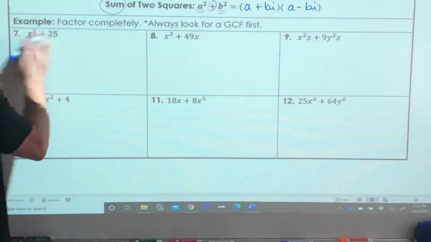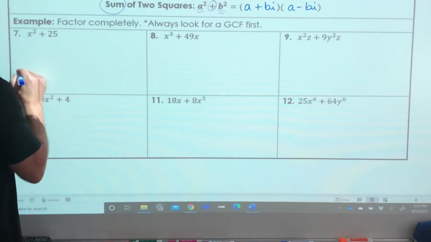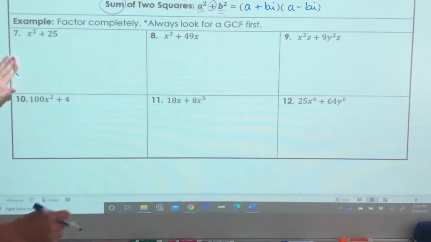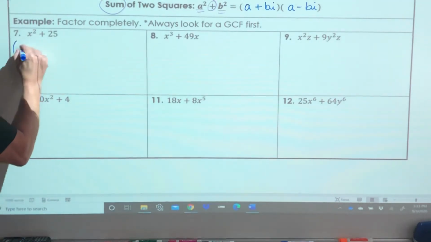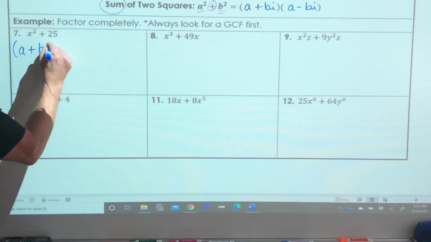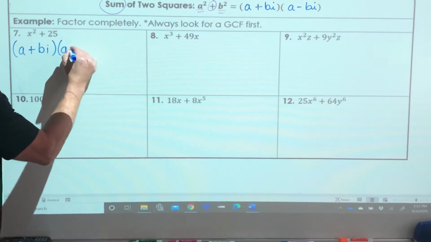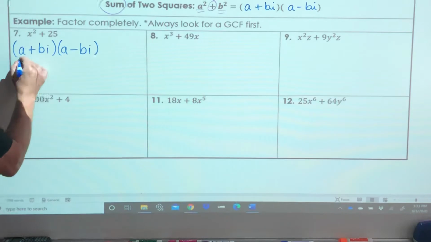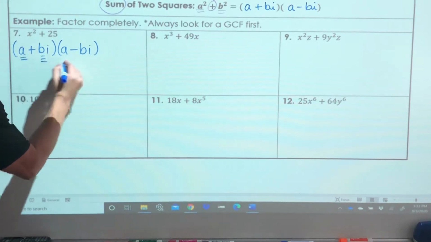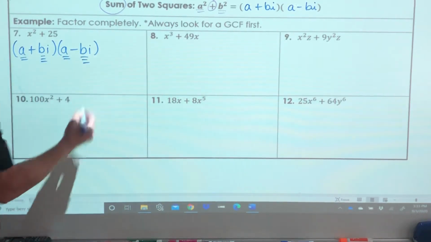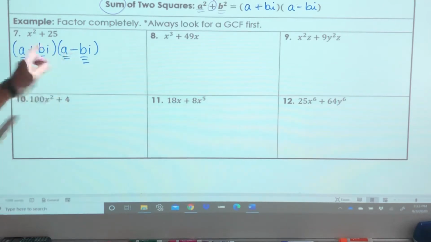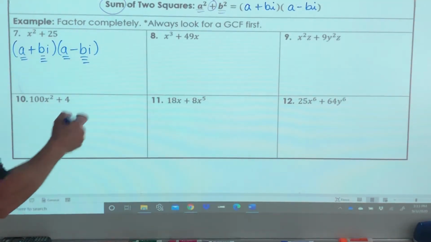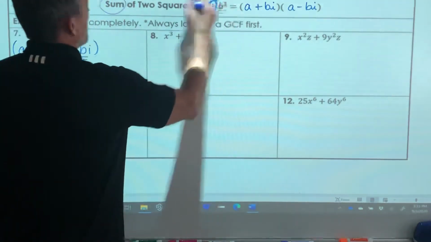Okay, so we're still going to define the same things. We're going to end up with something that looks like this, A plus Bi, A minus Bi. That's what we're going to look for. Like before, we need to know A, we need to know B. The positive and negative, the parentheses, and the i's, they're not changing. They stay when you're dealing with the sum.